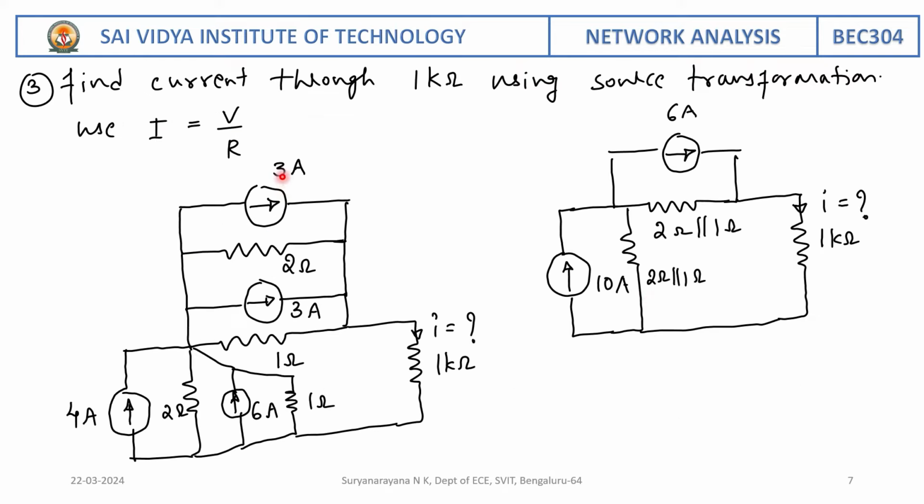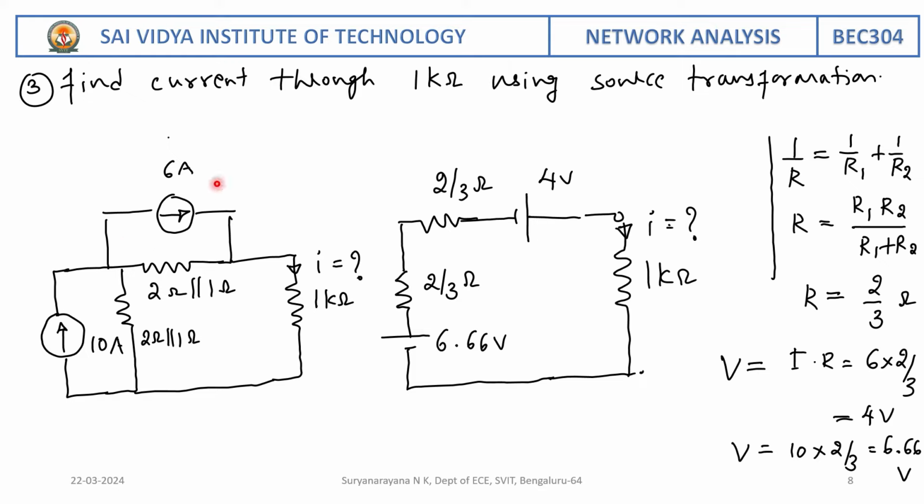So on adding, 3 plus 3 is 6 ampere, and these two resistances are in parallel, as written here. Similarly, the directions of these two current sources are in the same direction. Therefore, we can add: 6 plus 4 is 10 ampere. And the two resistances are in parallel. Here it is written. Since these two current sources are in series, we cannot add. So let us convert these two current sources into voltage sources.